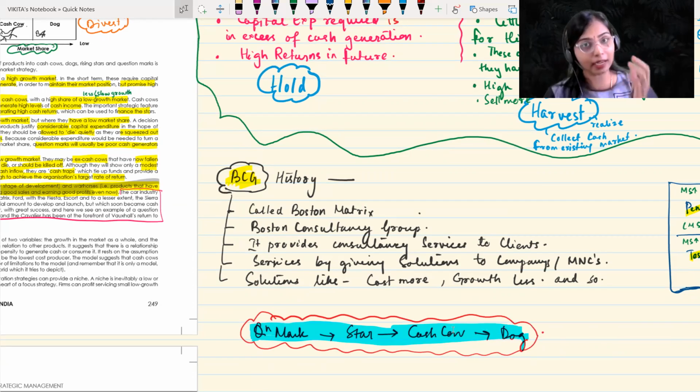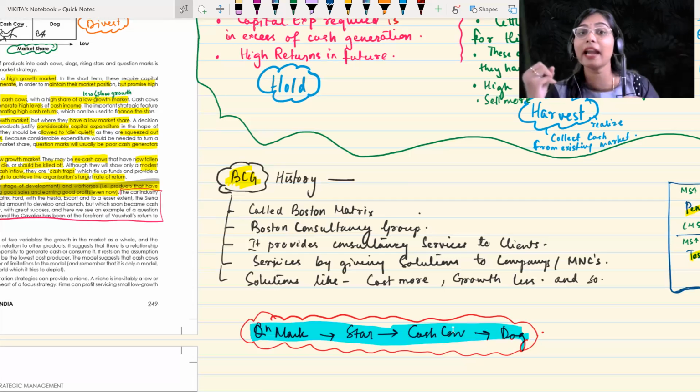So the BCG group gave all these strategies: if it is a star, then what you have to do. If it is a question mark, then what you have to do. If it is a cash cow, what you have to do. And if it is a dog, should we remove it or should we keep it? These are the questions which the BCG gave to this client. Okay, got it?